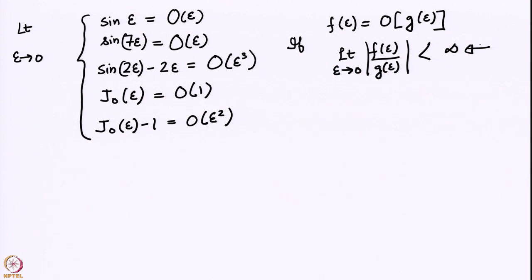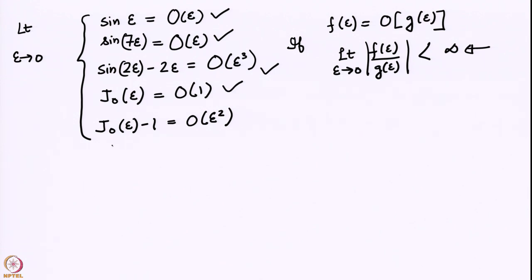We were looking at the order symbol in our previous example, and we had just defined a function f of epsilon to be of the order another function g of epsilon if this criteria was satisfied. We also looked at a couple of simple examples, and we found that sine epsilon is of the order epsilon, sine 7 epsilon is also of the order epsilon, sine 2 epsilon minus 2 epsilon is of the order epsilon cube, J0 epsilon is of the order 1.